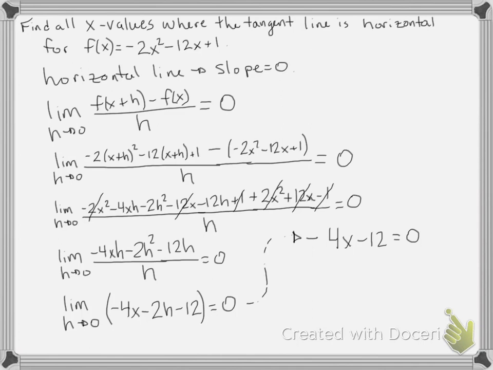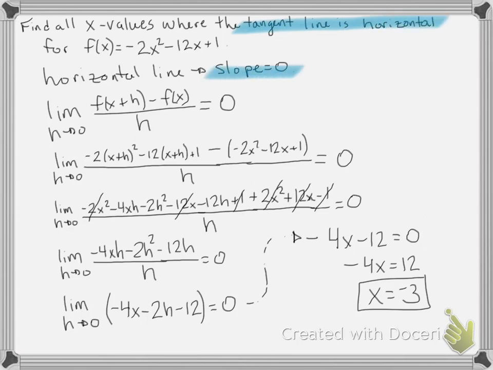So now I can solve for x. Add 12, divide by negative 4, and x equals negative 3. At that point, when x is equal to negative 3, that is where my tangent line is horizontal, because that is where the slope is equal to 0, because that is where the limit ends up equaling 0. And so we solved this thing.